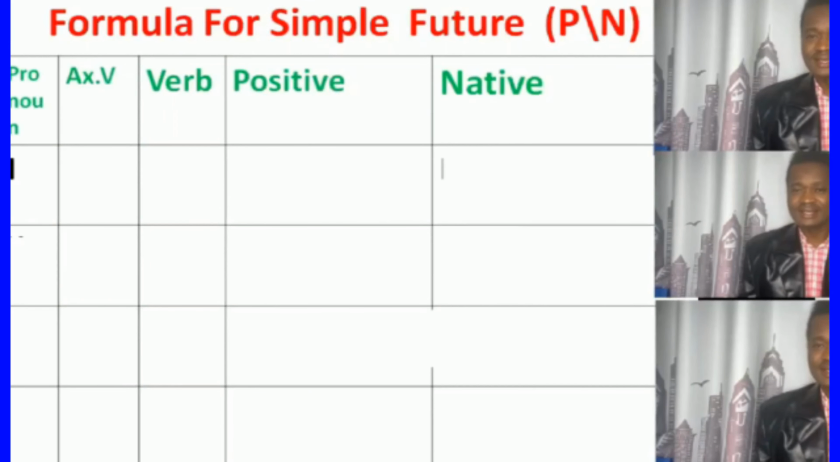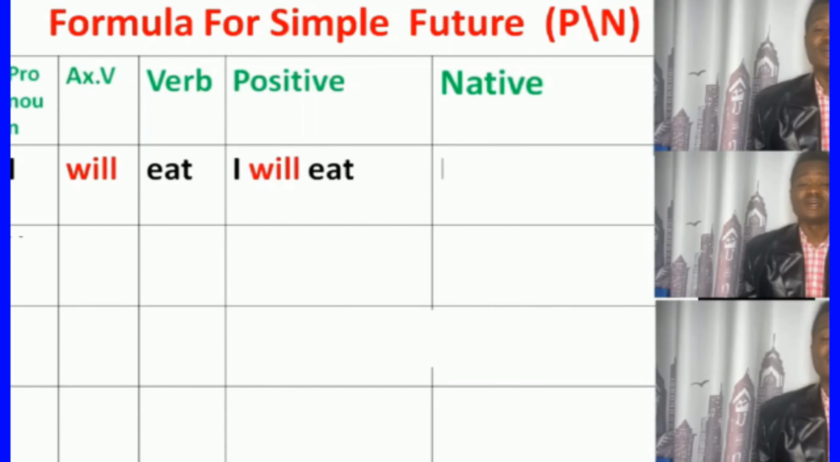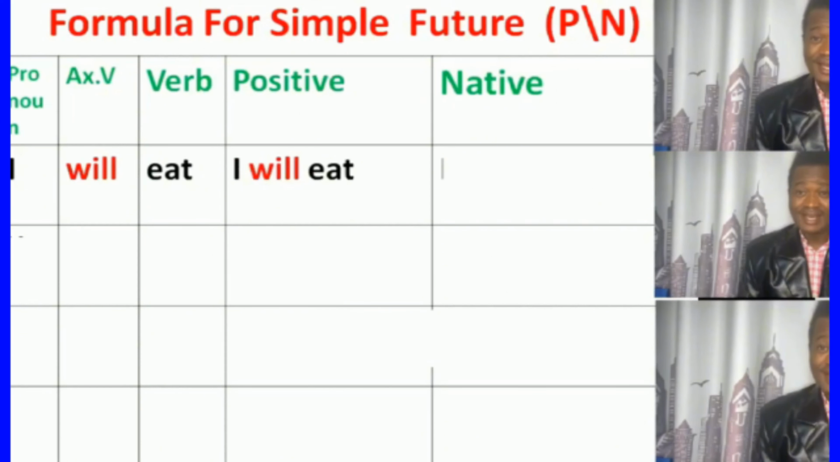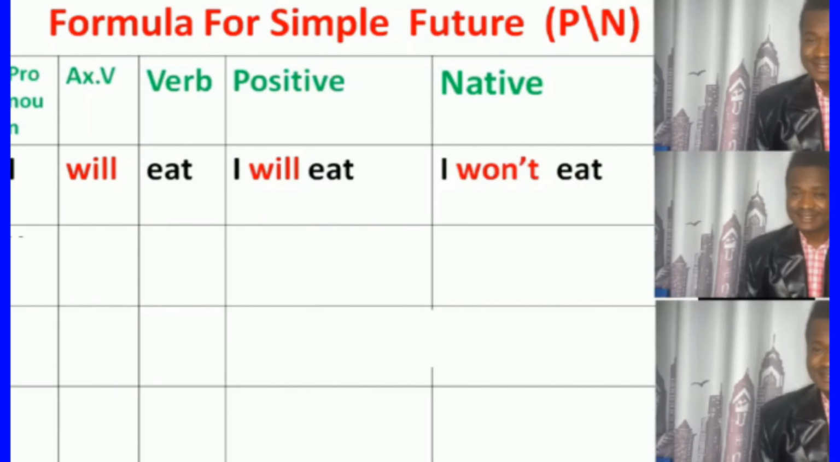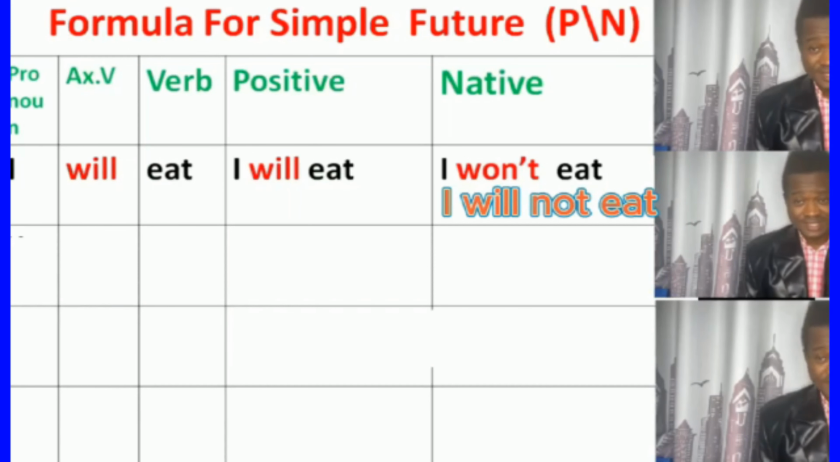It's talking about I, the first person pronoun. The auxiliary verb is will, and the main verb is eat. So in the positive form, we're going to have I will eat. The negative form is going to be I won't eat. The other way we can say it is I will not eat.